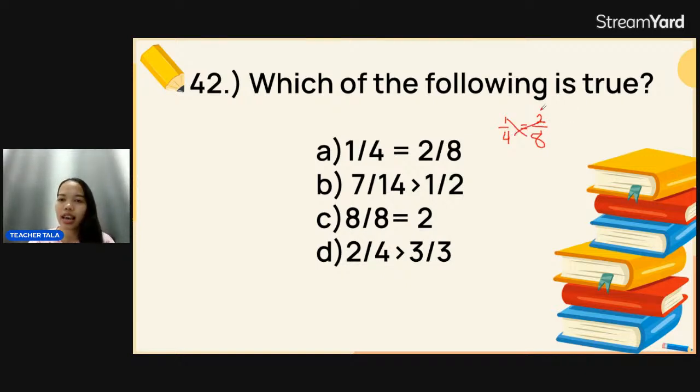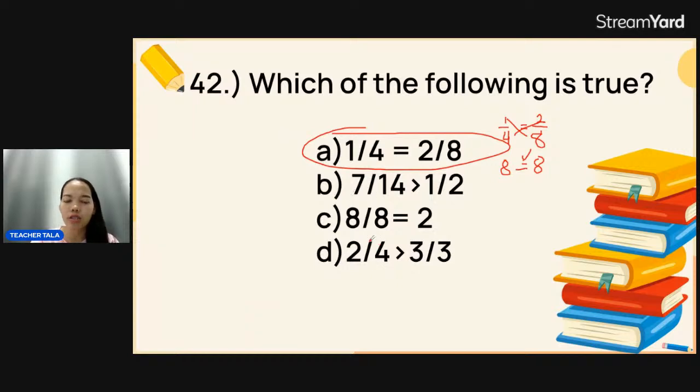So that, ayan. So, 1 times 8, 8 is equal to 8. So, that is correct. So, this is the answer, letter A. Now, let's try. Let's rationalize the letter B, C, and D. So, sa 7 over 14 is greater than 1 half. Now, let's cross multiply. 7 times 2, it's 14. Now, yung greater than, tapos 14 times 1, it's 14. So, is 14 greater than 14? No, it should be equal. So, wrong. So, letter B is wrong. Why? The symbol should be equal.